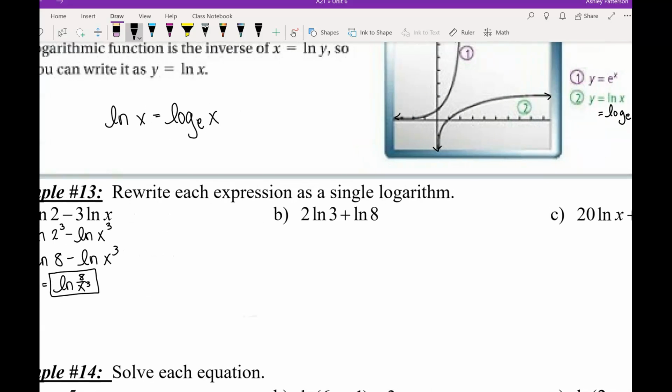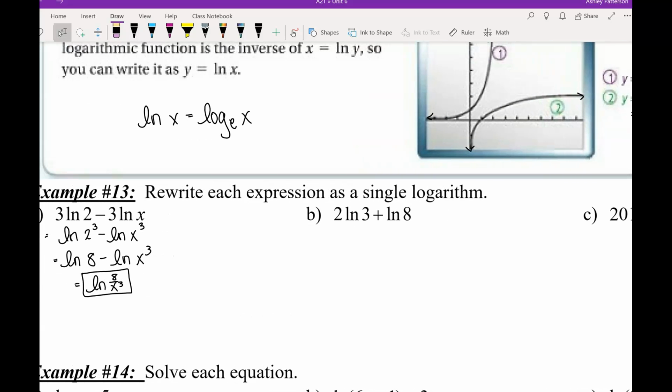For 13b, again, I'm definitely going to use my power property first. So we have the natural log of 3 squared plus the natural log of 8. Again, let's simplify. So the natural log of 3 squared is 9 plus the natural log of 8. And since it's being added, we can use the product property. So we have the natural log of 9 times 8, which is 72.